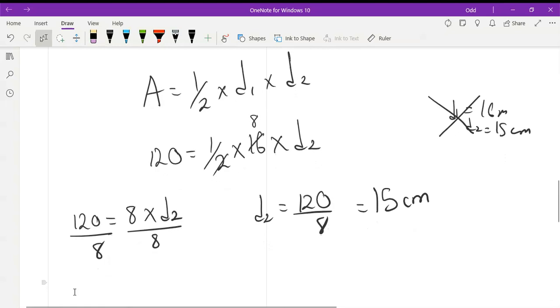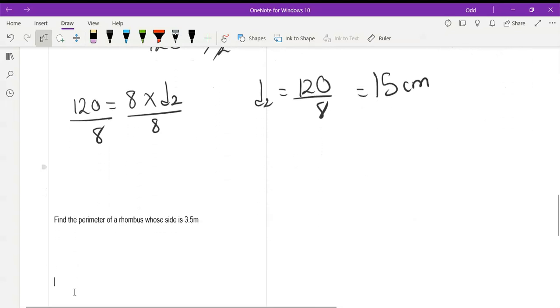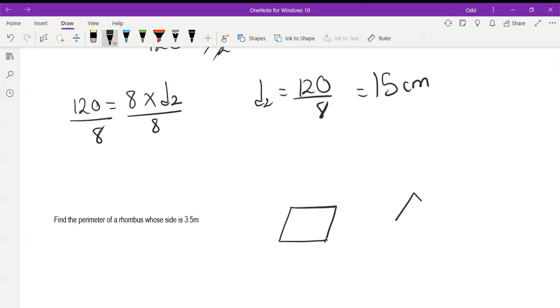Then we go to the next question. Find the perimeter of a rhombus whose side is 3.5 meters. So very simple. Again, if it's a rhombus, there are so many ways you can draw a rhombus as long as all the sides are equal. You can also draw it like this. As long as all the sides are equal, then you have no problem.